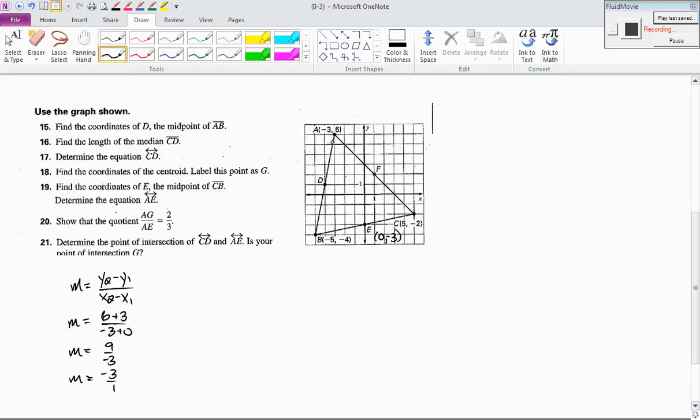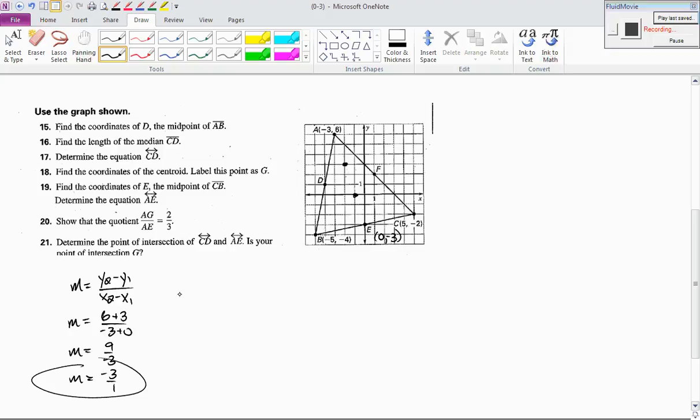To double check, a rise of negative 3, so from this point down 1, 2, 3 over 1, down 1, 2, 3 over 1, down 1, 2, 3 over 1, takes us from point A to point E perfectly. So we know we have the correct slope. Now that we have the correct slope, we have to find the y-intercept. If you look at the point we're given, 0, negative 3, that is our y-intercept. So really there's no calculation necessary.